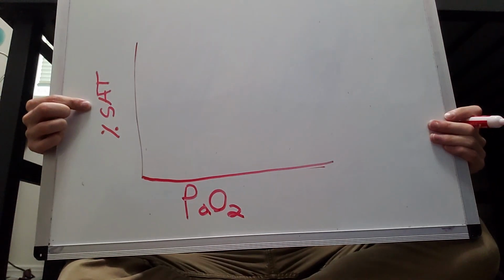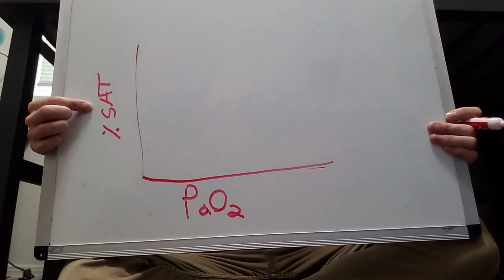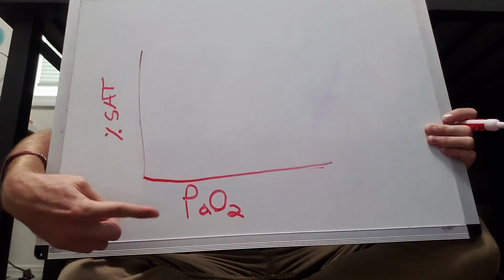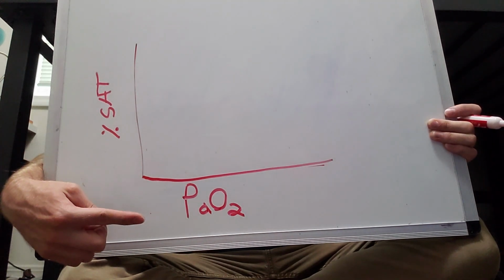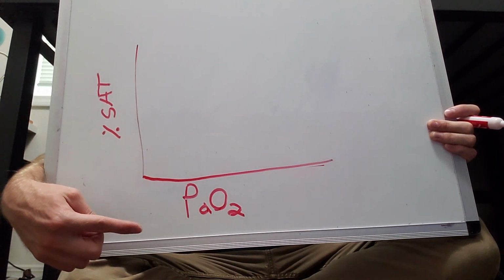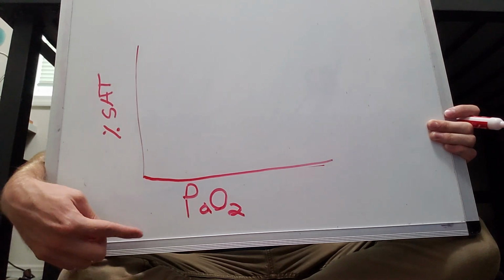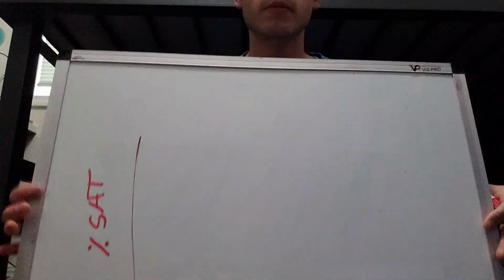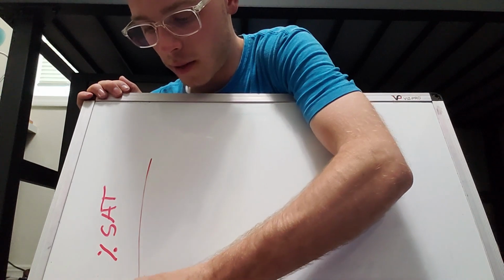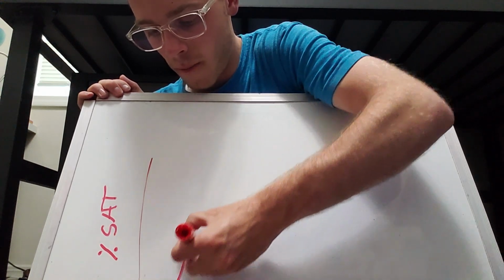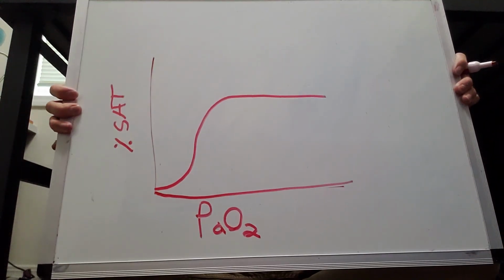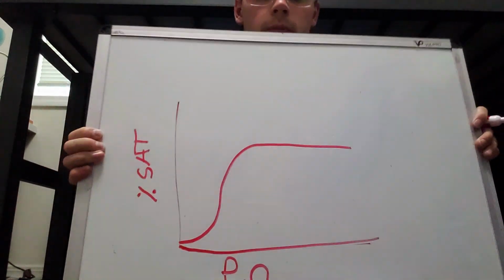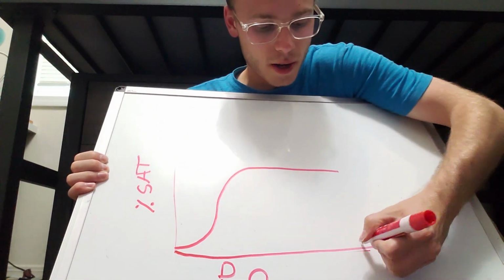So percent sat means how much of your hemoglobin is saturated with oxygen. The PaO2 down there means the pressure of the oxygen within your arteries, so arterial oxygen pressure. The really interesting thing is that the curve ends up looking something like that.